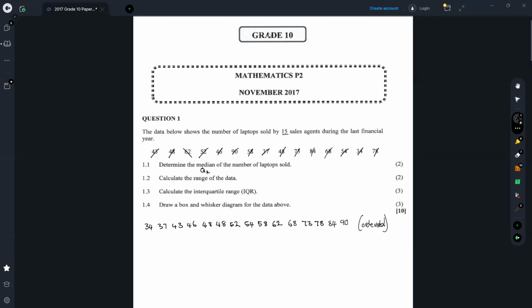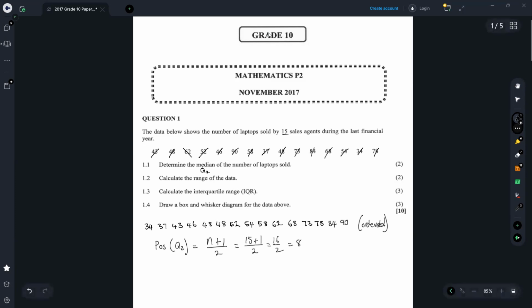So we're going to say, well, what is the position? We're going to find the position of Q2. And we know that this will be given by n plus 1 over 2, where n is the number of values of our data set. So we're going to have 15 plus 1 over 2. So this will give us 16 over 2, which is 8. So it means that our value Q2 is at position 8.